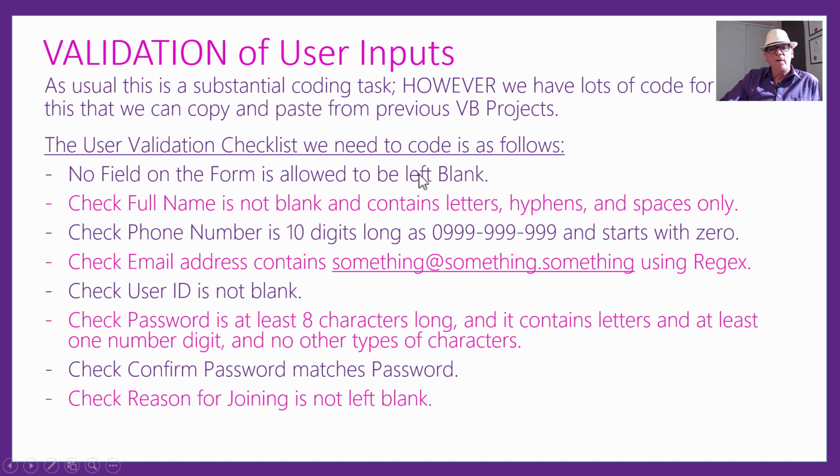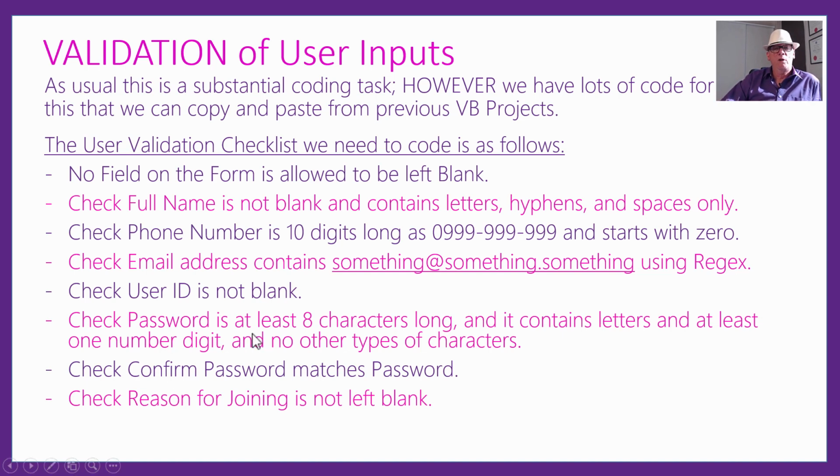All right, so no field on the form obviously is allowed to be left blank. We've got to check the full name's not blank and it's only got letters, hyphens, spaces. Our phone number, we want to have 4 digits dash 3 digits dash 3 digits for a mobile phone preferably, and it needs to start with 0, so we can use our old regex validations to do that. Email address, we've already got a regex that does that from other programs, so you can copy and paste the code pretty much and just change it a little bit. Check the user ID is not blank. Now, we won't do any other checks, because if they want to call themselves, you know, Harry $, that's fine by us. We don't really mind.